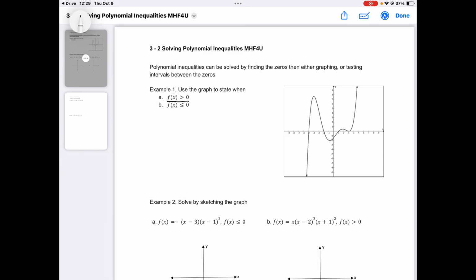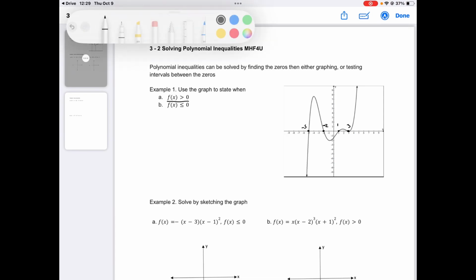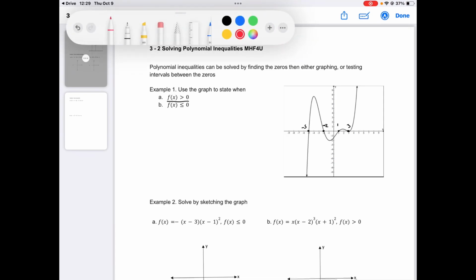The first thing that we're going to do is identify the locations where our function crosses the x-axis. So it crosses at -5, -2, 1, and 3. I'm going to use my red here to highlight all the areas that are above the x-axis, which is where the y value of the function is greater than 0. So that is these three sections right here.